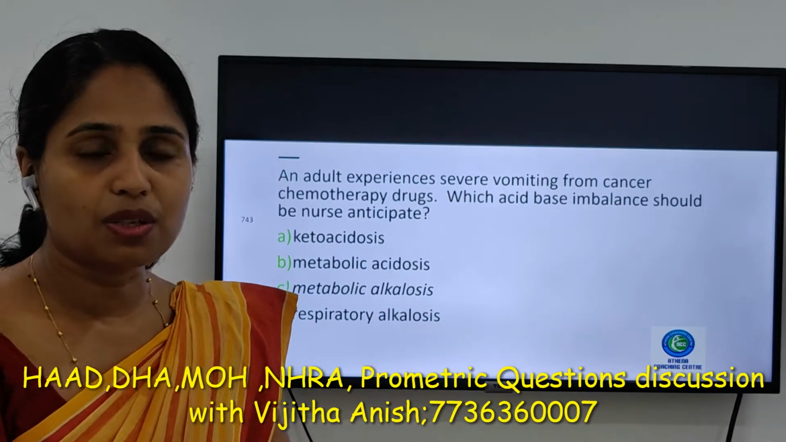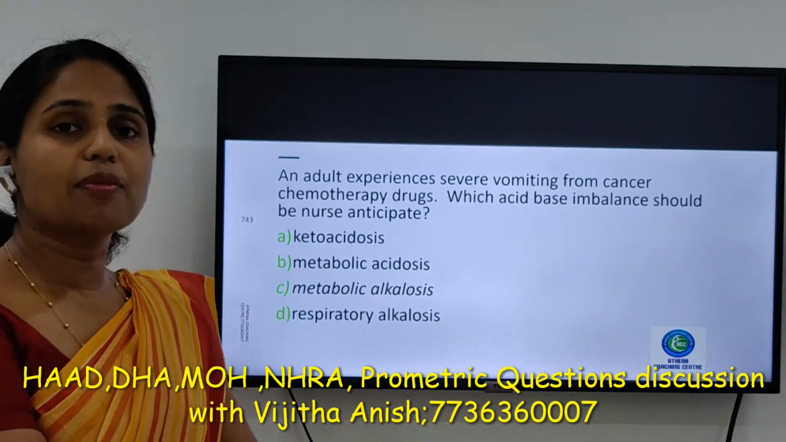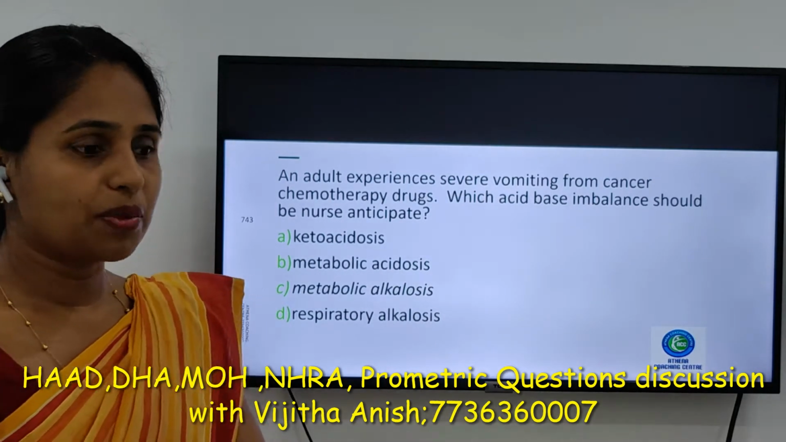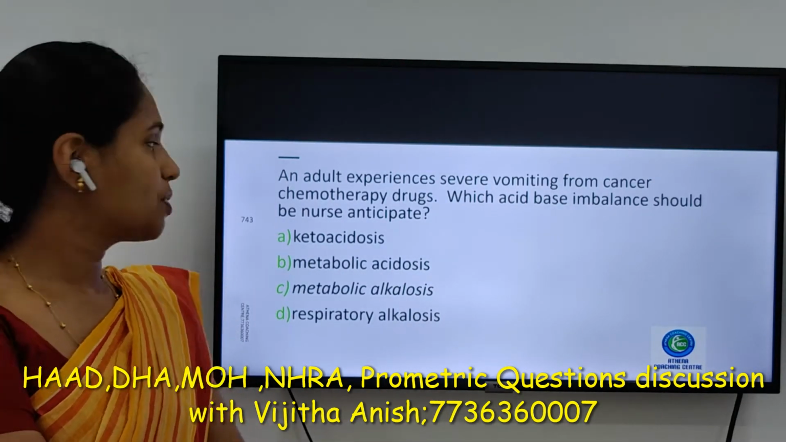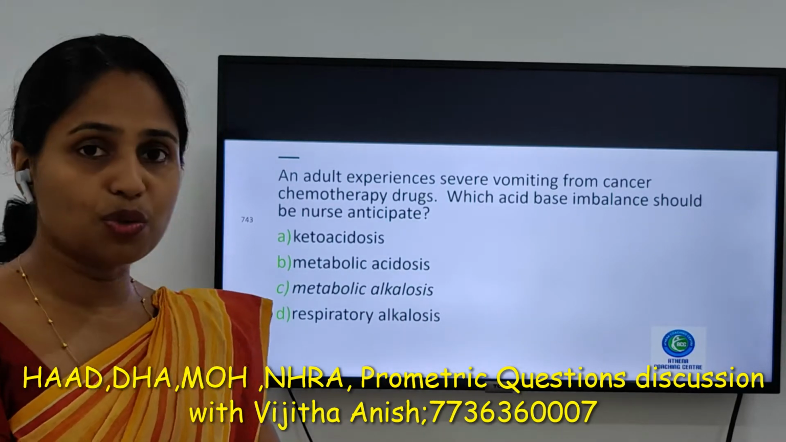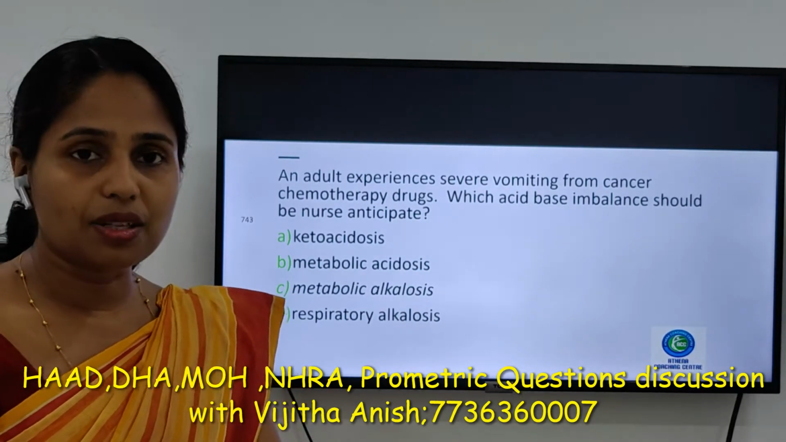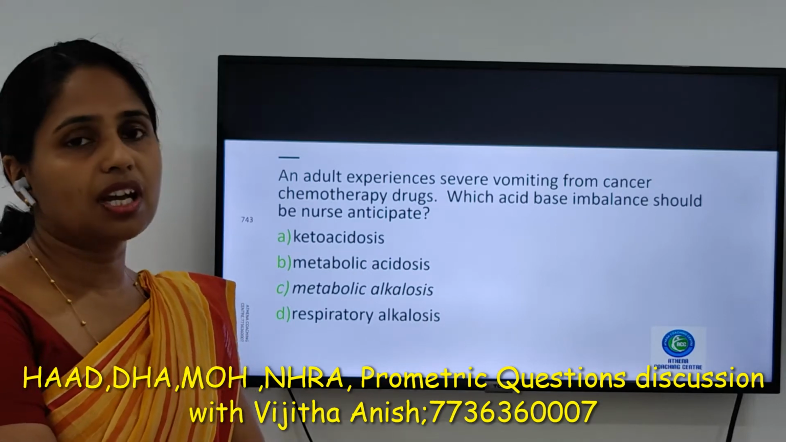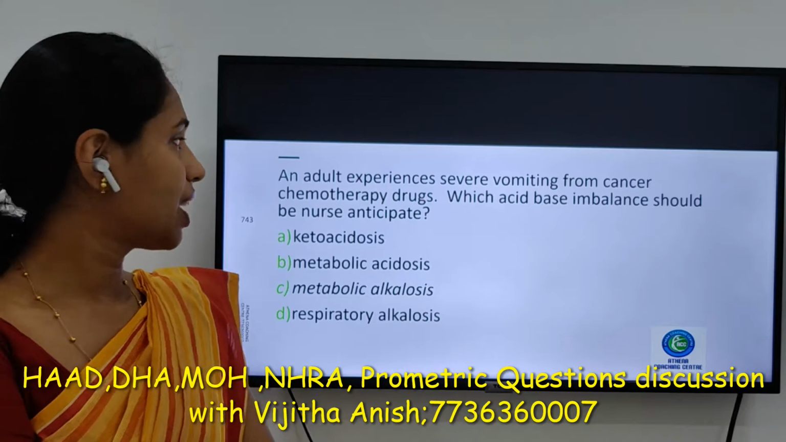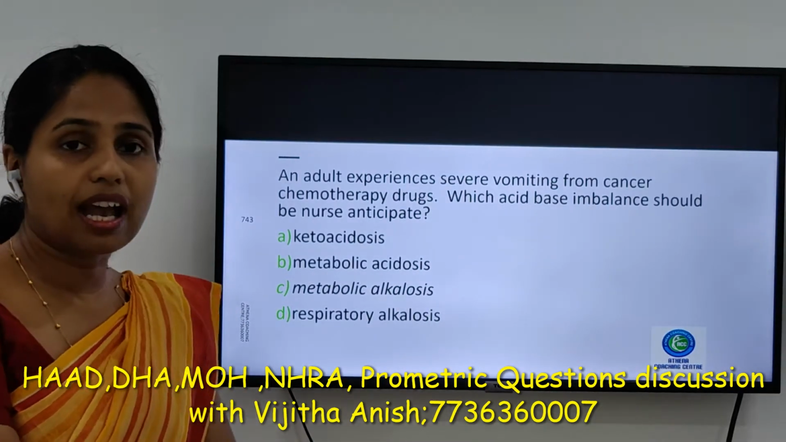Ketoacidosis is the sign of uncontrolled diabetes, so you can remove option A, and respiratory alkalosis can also be removed. So there are two wrong answers: ketoacidosis and respiratory alkalosis. So what is the correct answer from this? Metabolic acidosis, and that is metabolic alkalosis.